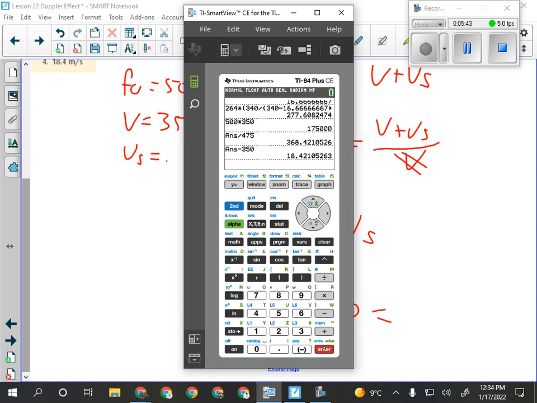Because if it's approaching, you would actually have to get Vs on the other side first, so you're not solving for a negative number. Or you can leave it there and solve for a negative number and realize that it's not negative when you're done. It's up to you. Okay? Questions on that one? Okay.